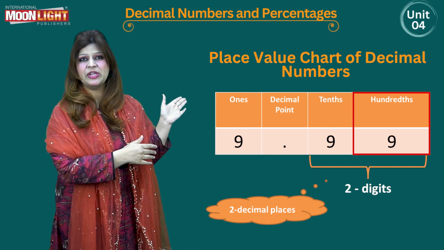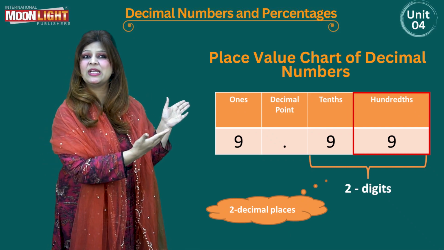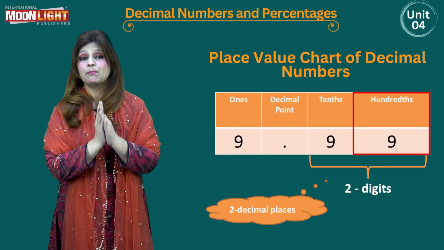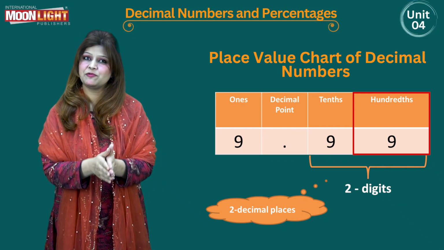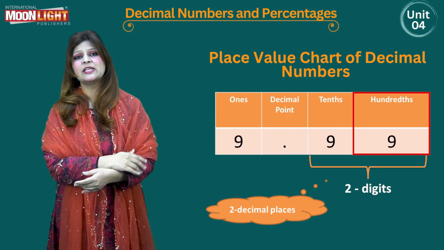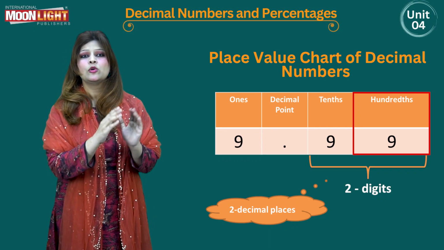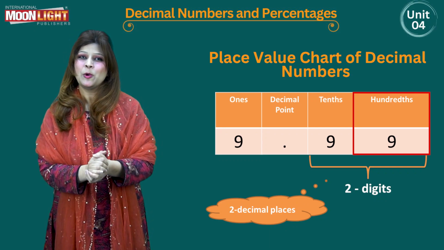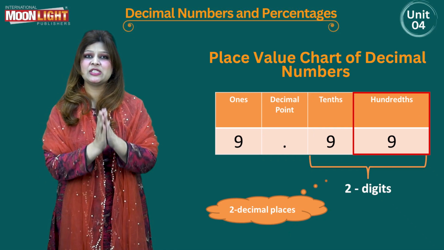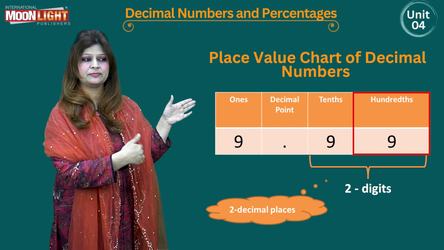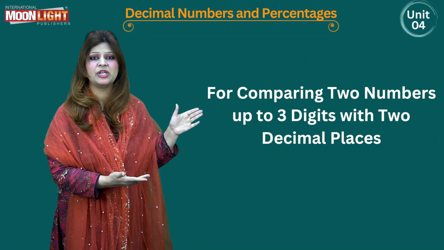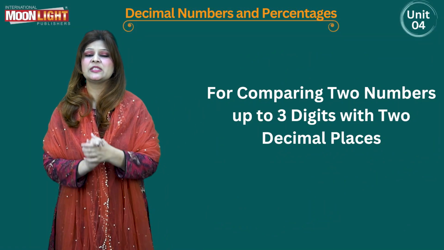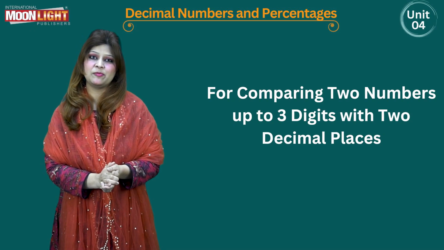Here we have a maximum of how many digits? 1, 2, 3 digits. But after the decimal point, how many digits do we have? Yes, we have 2 digits. That is why we call it 2 decimal places. In the same way, just check one more thing. For comparing two numbers up to 3 digits with 2 decimal places, we are going to solve one example for you guys.